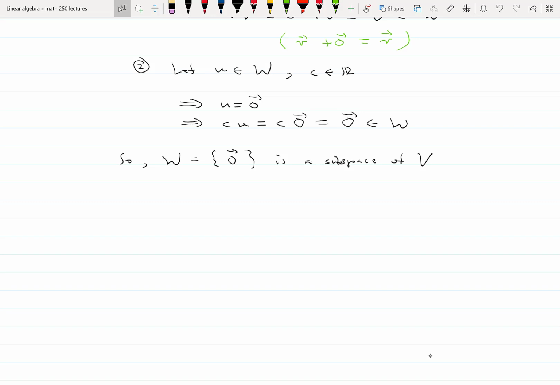Is it possible for any other subset that has only one item in it to be a subspace? No. I'm going to repeat that. Is it possible for any other subset of a vector space that only has one item in it, other than the zero vector? No. What would be missing from that subspace? The zero vector wouldn't be in there. So every subspace has to have the zero vector in it. Okay, so let's move on.